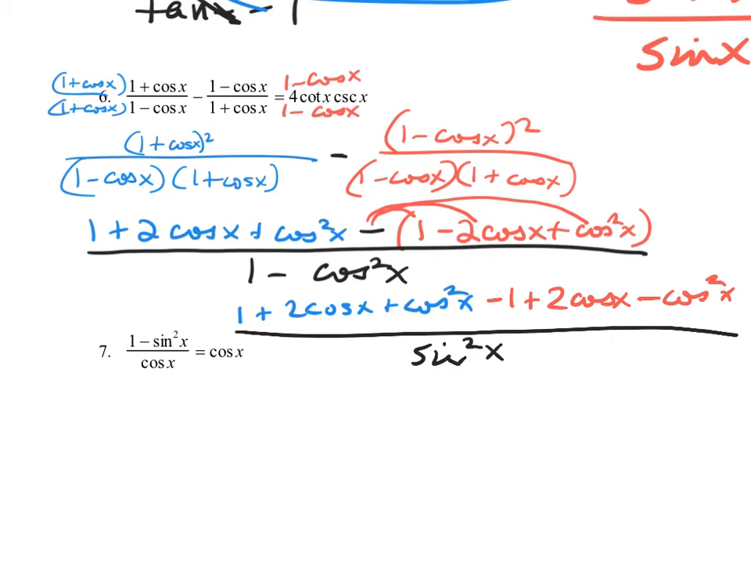That's an identity. I'm going to combine my like terms in the numerator. 1 minus 1 is 0. Cosine squared minus cosine squared is 0. So the only thing I'm left with in my numerator now is 2 plus 2 is 4 cosine x, and then it has sine squared x in the bottom.